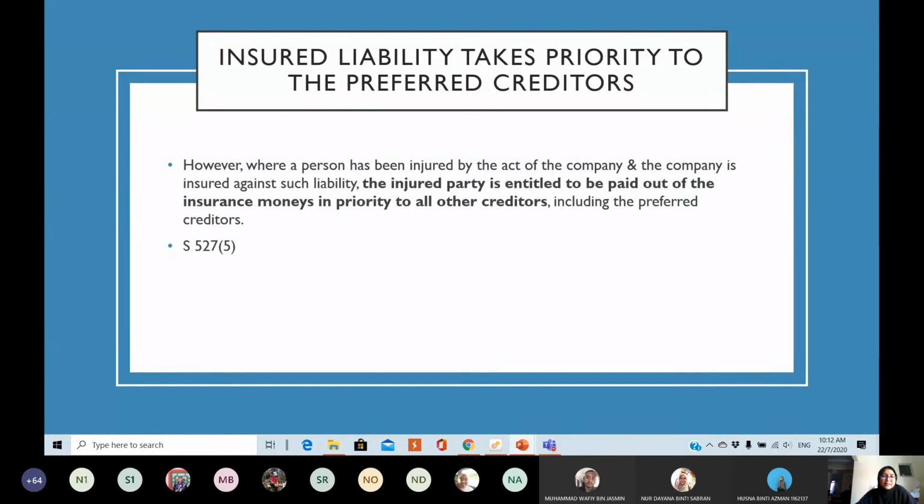Dalam section 5 to 7 dia kata insured: where a person has been injured by the act of the company and the company is insured against such liability, the injured party is entitled to be paid out of the insurance money in priority of all other creditors, including the preferred creditors. Okay, so yang ni situation in which the company take insurance kan. Insurance contohnya macam satu bangunan, company to pay for the insurance of any losses, any injury for example suffered by anyone in the building tu.